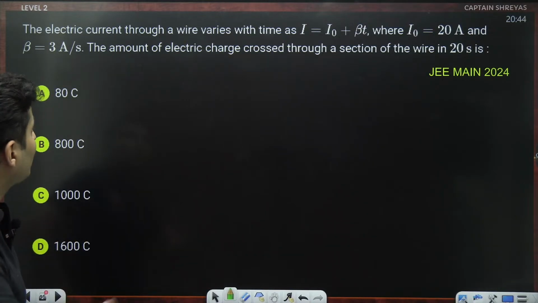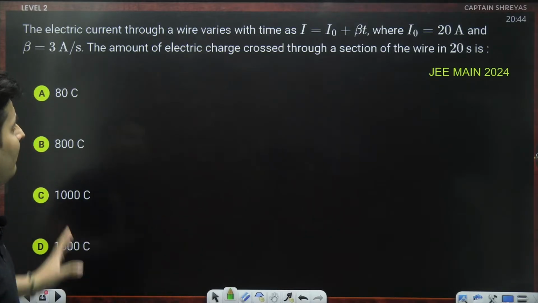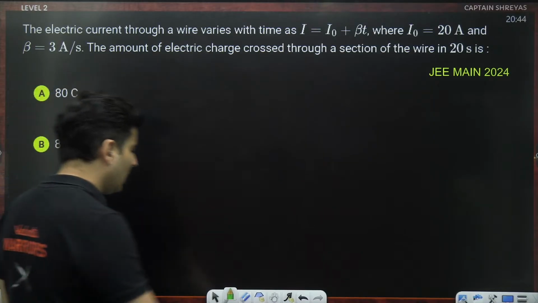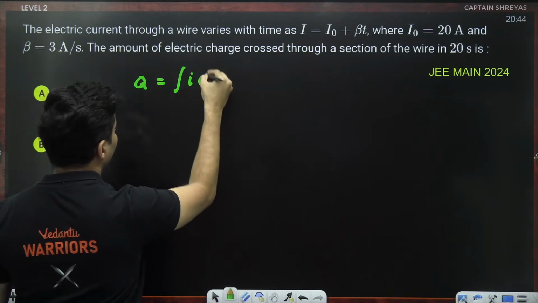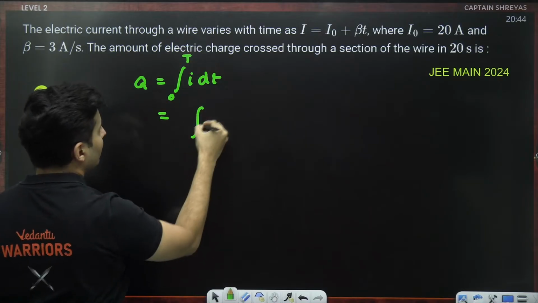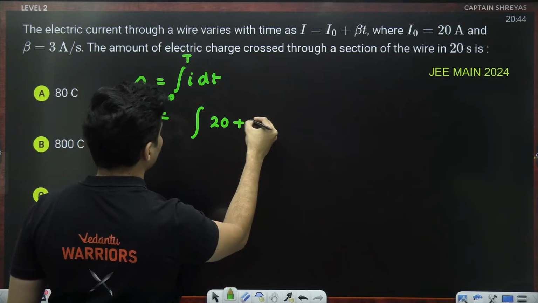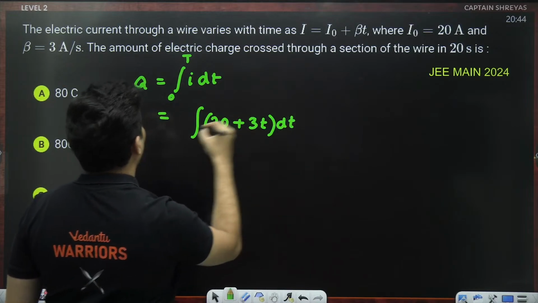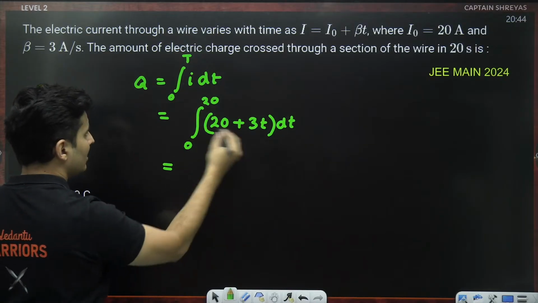An electric current through a wire varies with time as follows. I naught and beta are given. Amount of charge through the wire is, okay, I think direct question. The total charge is always the integral of current into dt. So over here from 0 to t. So over here the current is I naught, which is 20, plus beta, which is 3, into time, the whole thing into dt, and the limits of the integration are 0 to 20 seconds. That's it. It's just a simple integration.